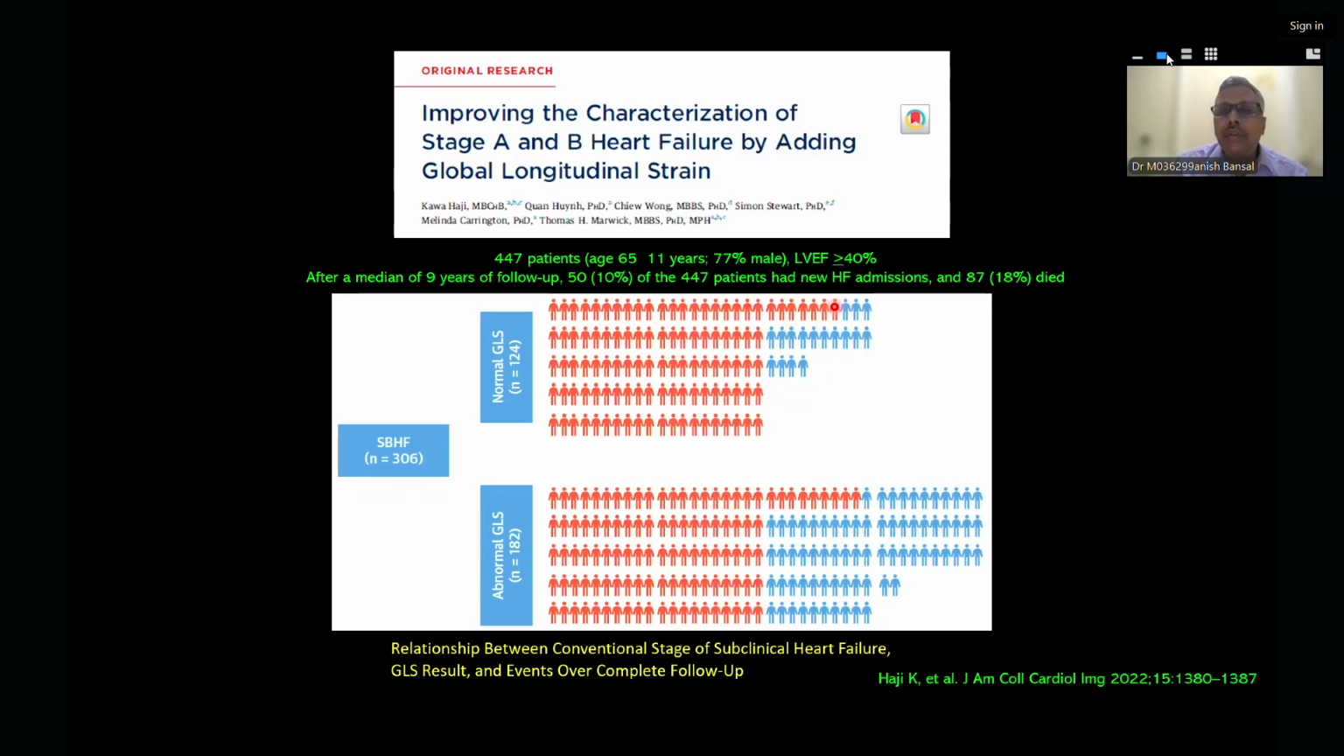These blue markers indicate patients who had events. As compared to that, in the patients who had significantly reduced GLS, the event rates were much higher. So that means including strain imaging in stage B heart failure characterization improves the diagnostic accuracy and prognostic accuracy also.